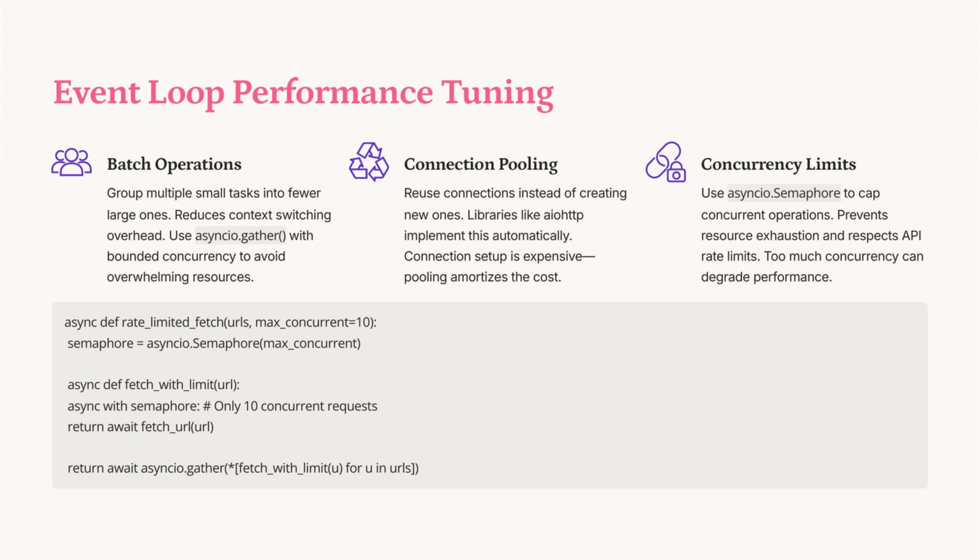Optimize event loop performance by batching operations. Use asyncio.gather for fewer, larger tasks, reducing context switching. Implement connection pooling with libraries like aiohttp to reuse connections, minimizing setup costs. Control concurrency with asyncio.Semaphore to prevent resource exhaustion and maintain API rate limits, ensuring efficient and stable performance.